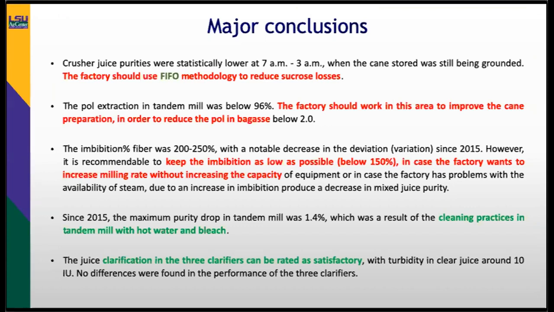Since 2015, the maximum purity drop in the tandem mill was 1.4%, which was a result of the cleaning practices in the tandem mill in this factory, because they use shock treatments with bleach, and they also use hot water to clean the mills. The juice clarification in the 3 clarifiers can be rated as satisfactory, with turbidity in clear juice around 10 units, and we didn't find any differences between the 3 clarifiers that they are using.